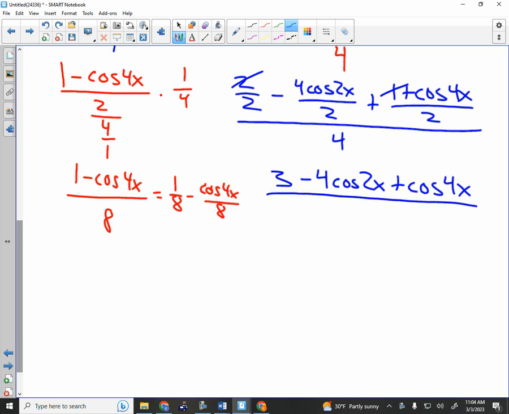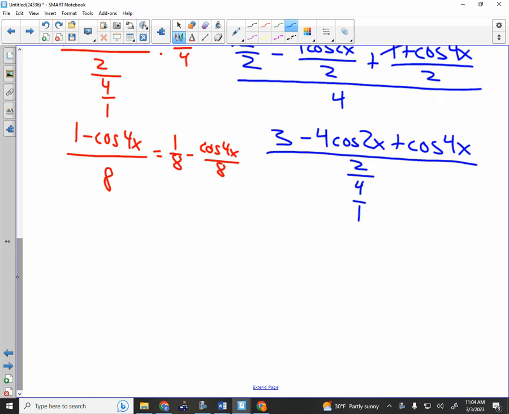All over what? 2 all over 4 over 1. Multiply by the reciprocal, and I get 3 minus 4 cosine of 2x plus cosine of 4x, all over 8.